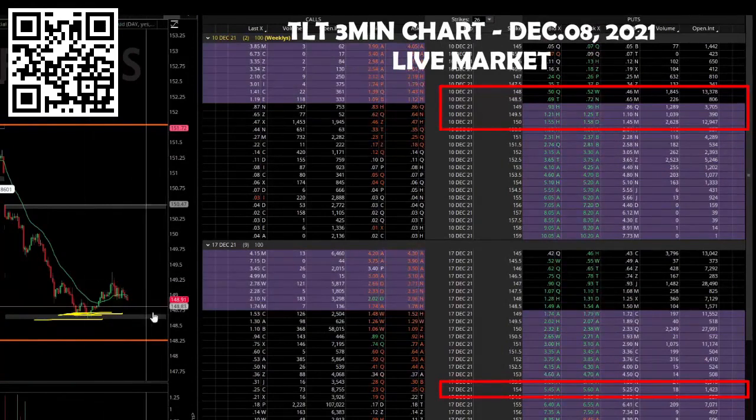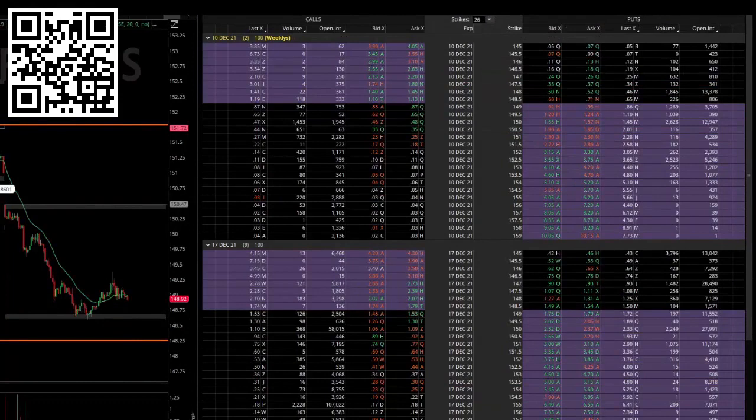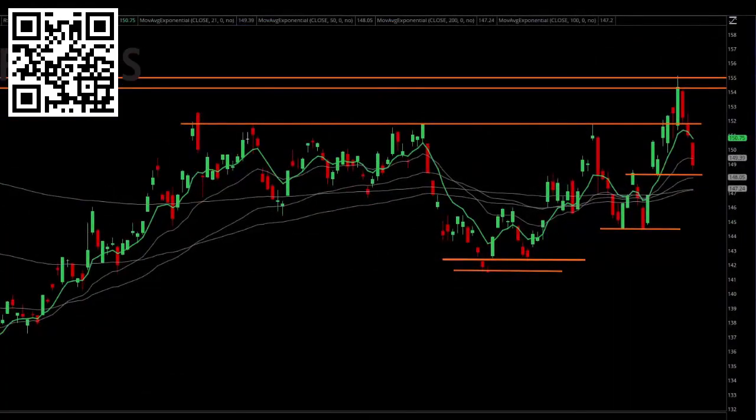148.6, and we are fading. We are below 149. I told you 149. See this line here? What is this line? Let's go back into the daily chart. This line is the same line that we drew on Monday.